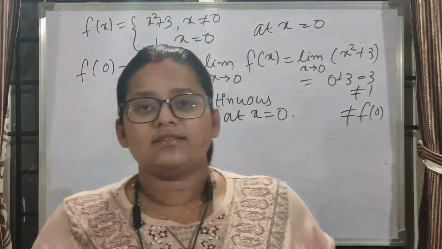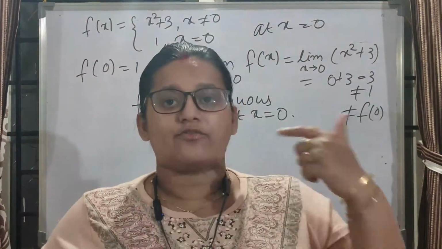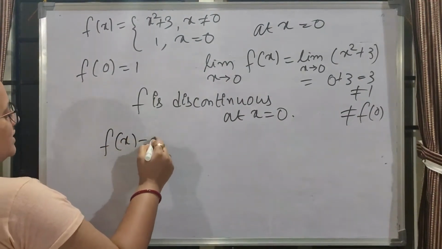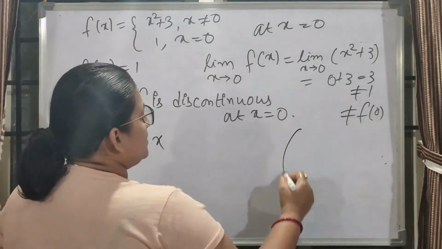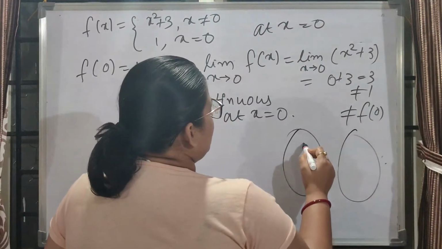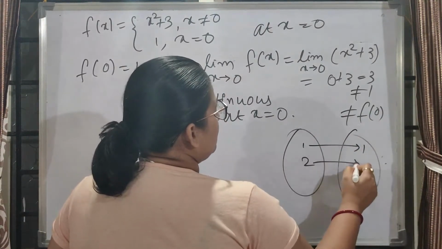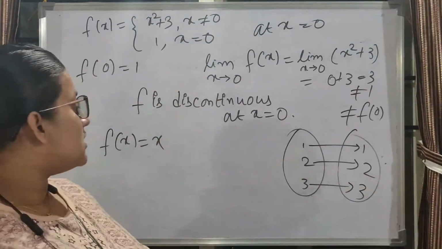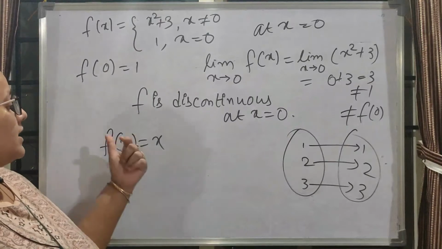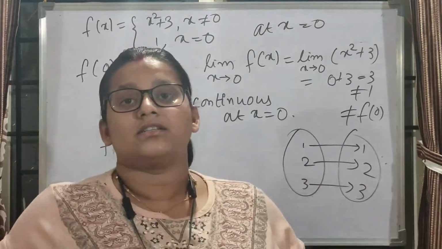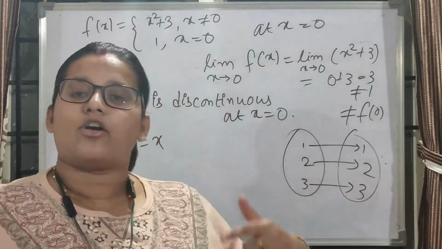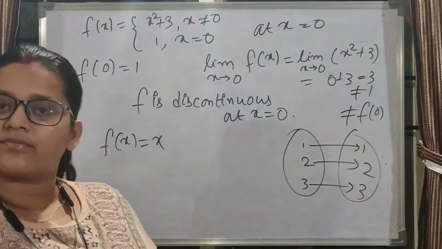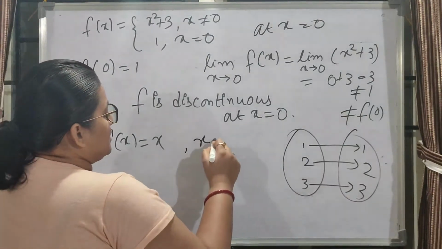Now, another question, the identity function. What is an identity function? Identity function means f of x equal to x. That means if I draw two sets, 1 will go to 1, 2 will go to 2, and so on. This is a one-to-one function. So, f of x equal to x, we need to prove whether this is continuous on all real numbers or not. Okay. So, we can take any real number. I am taking any real number, that is x equal to c.